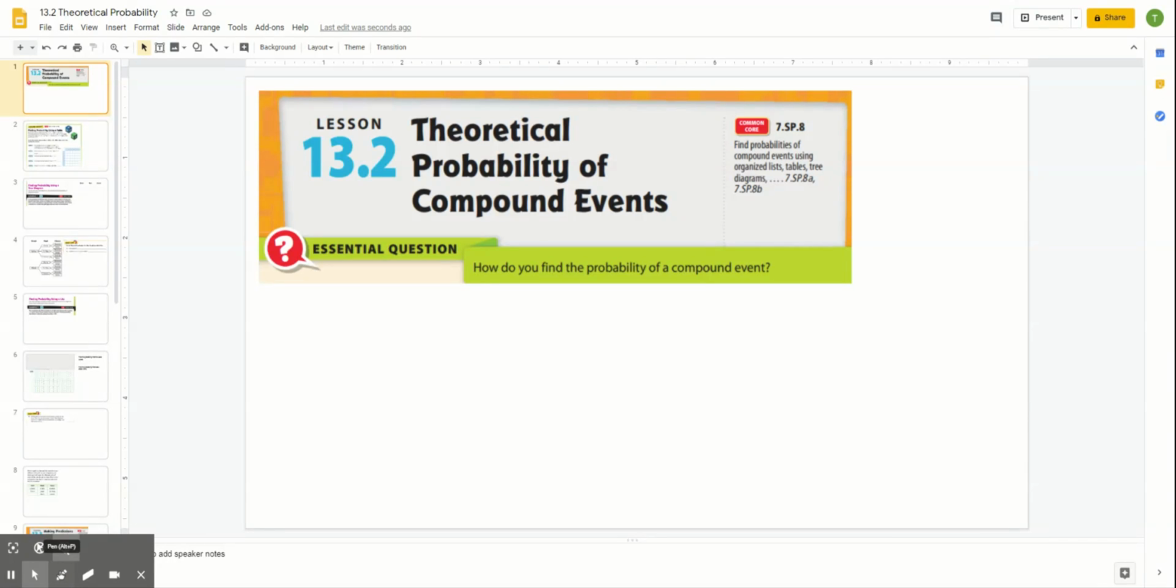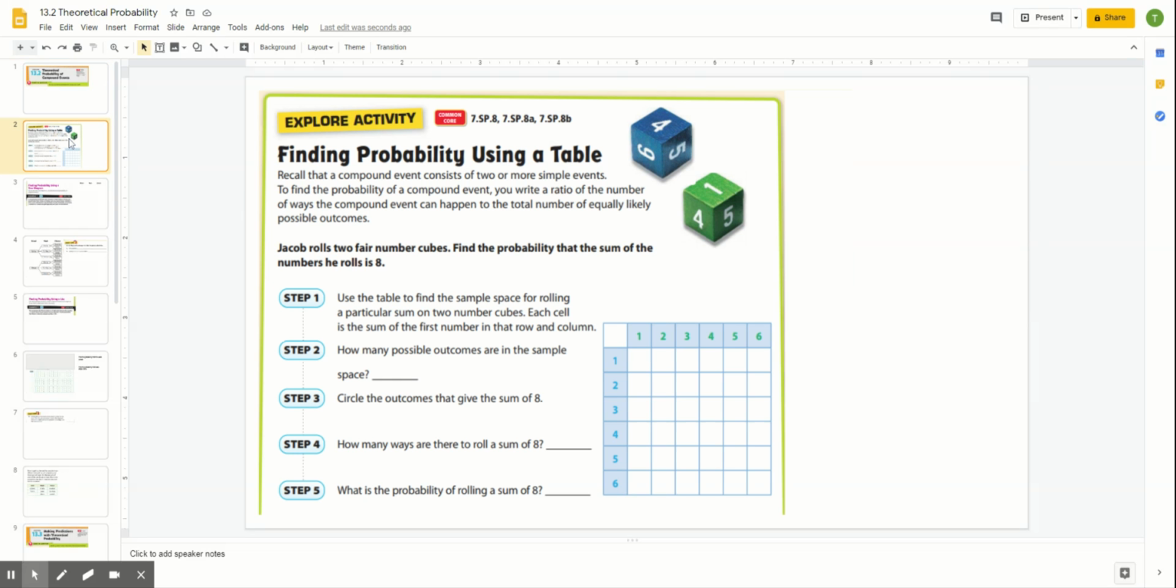All right, today's lesson is going to be a combination of 13.2 and 13.3. So first of all, we're going to look at theoretical probability of compound events. And what that means is two different events brought together. So you'll see that here.